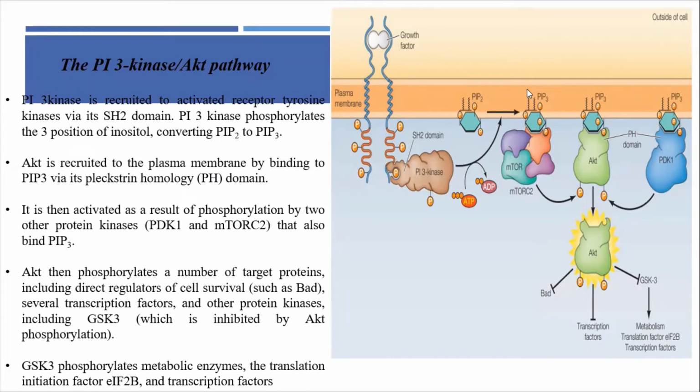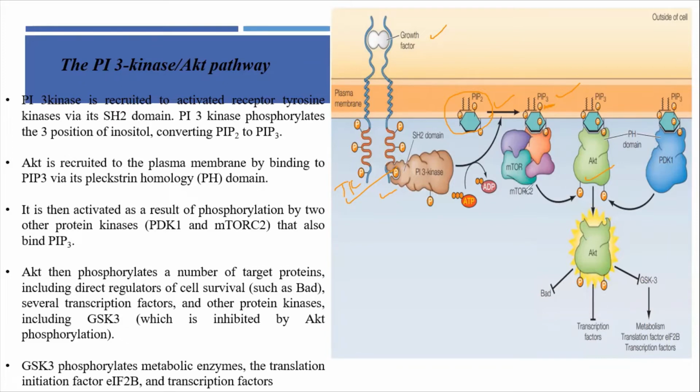Tanvi? Yes, ma'am. Receptors are present in the plasma membrane, and a growth factor comes and binds to it. Then it dimerizes, and phosphorylation happens. PI3 kinase has an SH2 domain, and it binds to the phosphorylated end of that receptor. Then PIP2, which is present in the plasma membrane, gets an extra phosphate added and forms PIP3. Then mTORC2 and PDK1 both activate AKT, and then AKT does its job with BAD, transcription factors and GSK3.